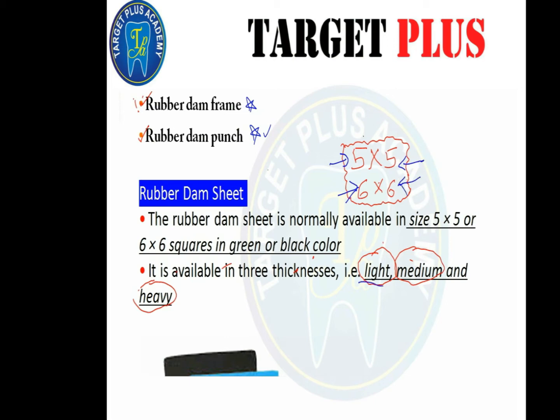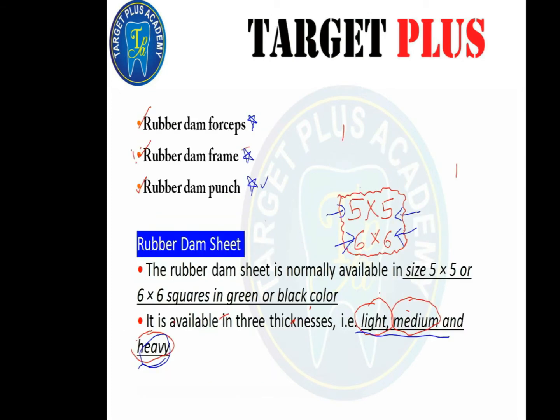Now what is the normally available size for a rubber dam sheet? It is 5 by 5 or 6 by 6 squares. So that is important for your entrance exam. Now it is available in 3 thicknesses. The first is light, medium or heavy thickness. Now these are the rubber dam sheets you can see.